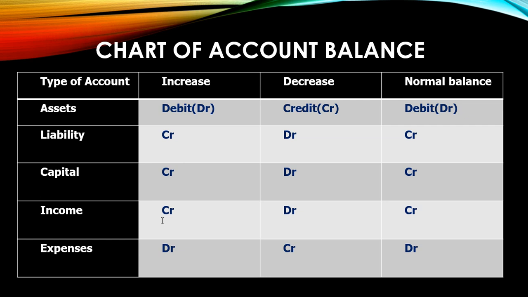For example, sales revenue. Credit sales, and if you are receiving money from sales by cash, debit cash. Credit sales, debit cash. Credit sales, debit bank. And the normal balance or the closing balance must be on the credit side.